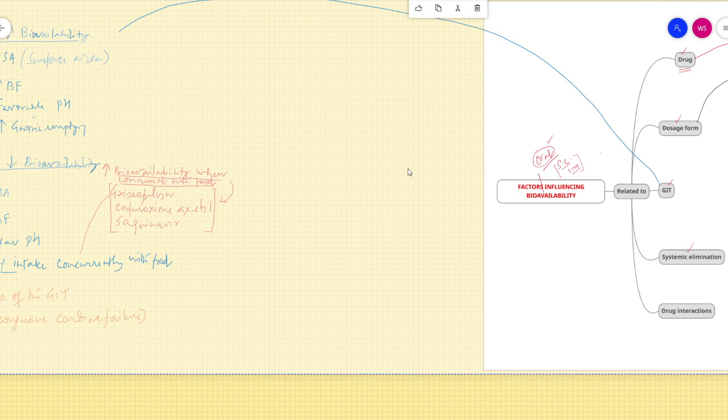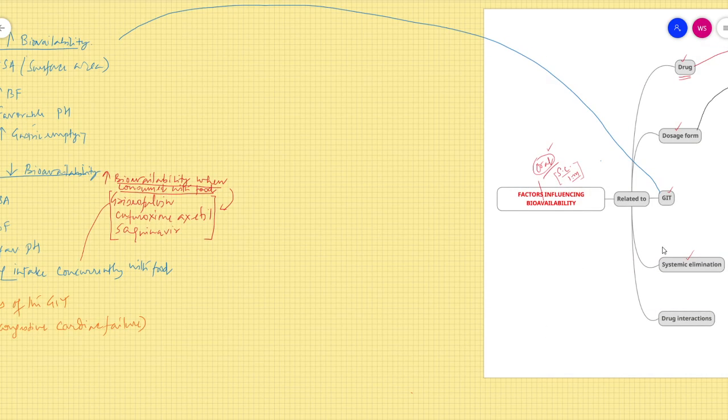The next factor influencing bioavailability is presystemic elimination. Sorry, there was an omission here. It's presystemic elimination. Okay, so we're now going to look at the factors that influence presystemic elimination. Let's take it down somewhere there. Okay, so what is presystemic elimination? So let's write it down.